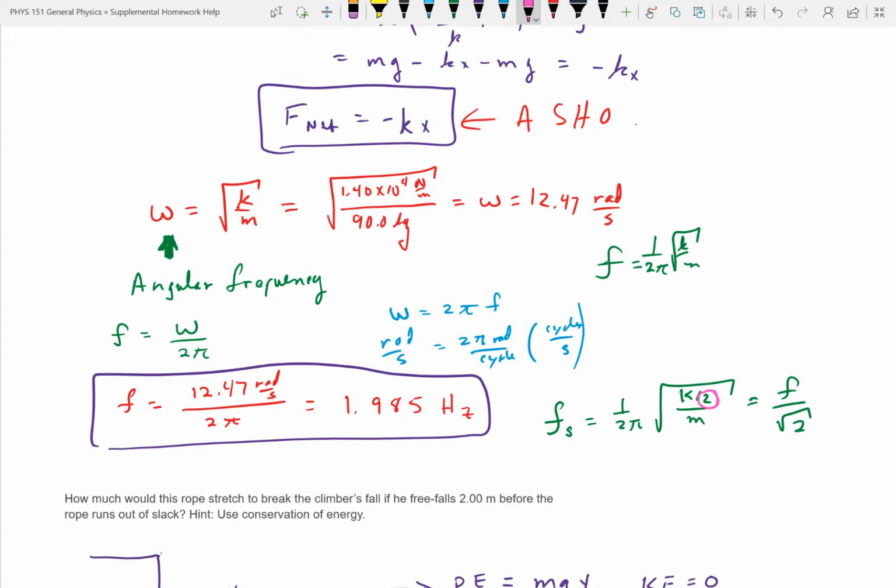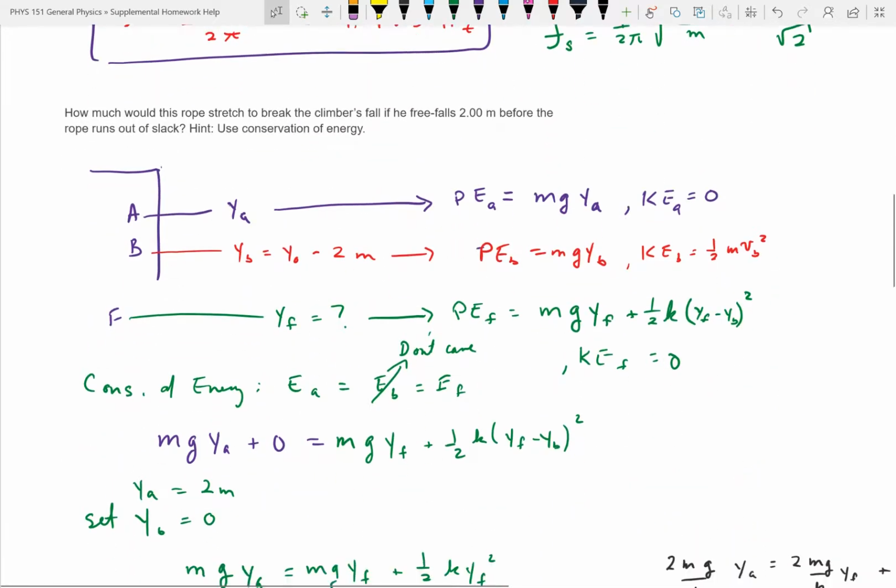So finding the actual numbers is anticlimactic because it's just the same calculations you did before. It was making the connection, what happens if you double the spring or double the nylon rope in this case? That's where the actual thought process had to be.